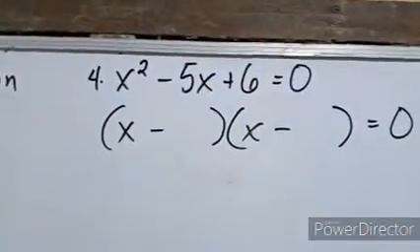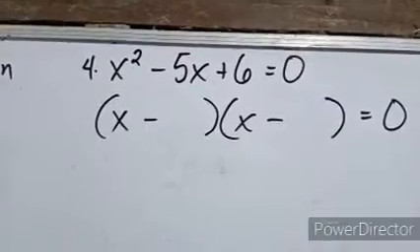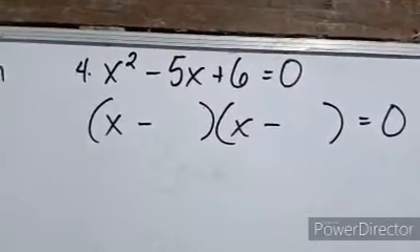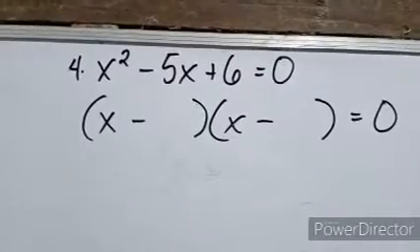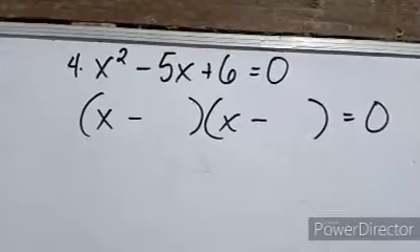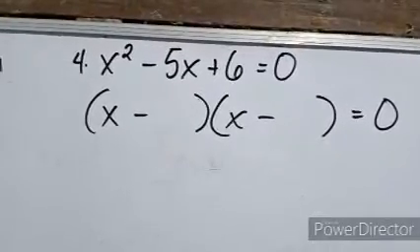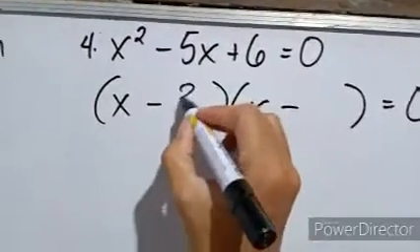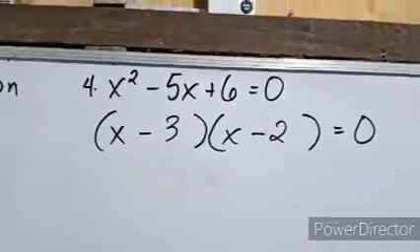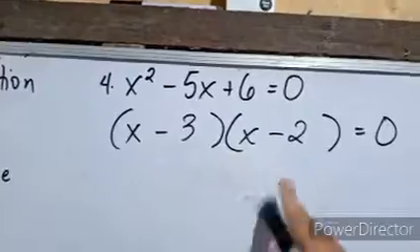Possible factors natin, 6 and 1. Pero pag in-add natin, 7. So, hindi na yon. Paano naman ang 3 times 2? So, 3 times 2, 5 pag pinag-add. So, kailangan negative. Negative 3, tsaka negative 2. So, kahit saan mo isulat to, dahil para silang sign, okay lang yon.